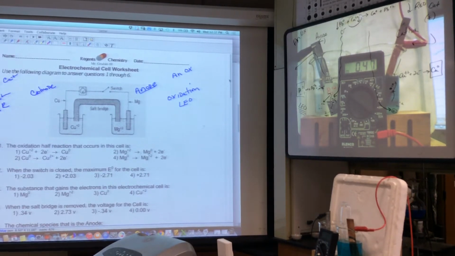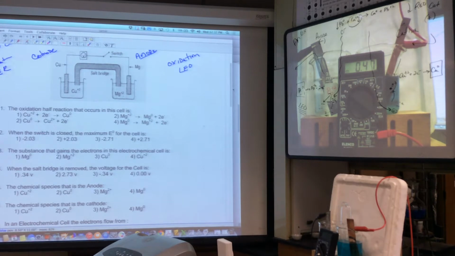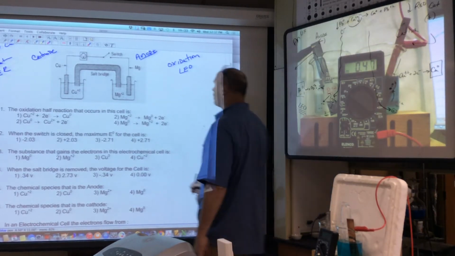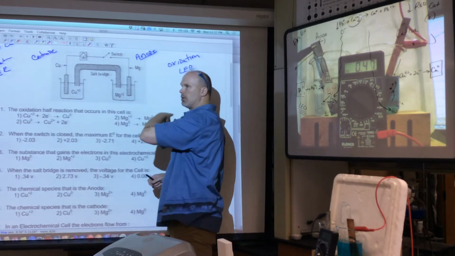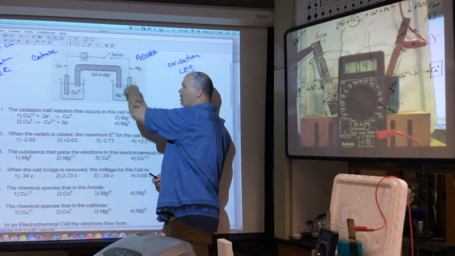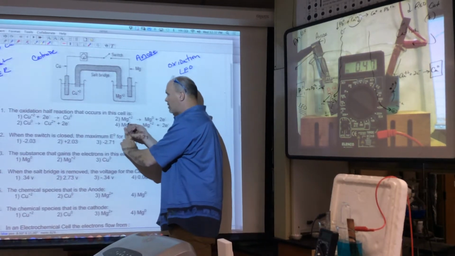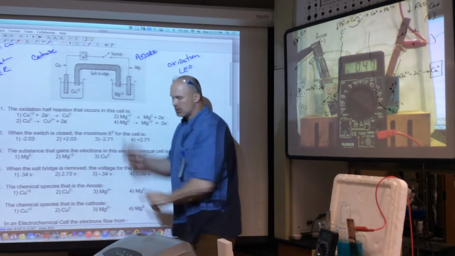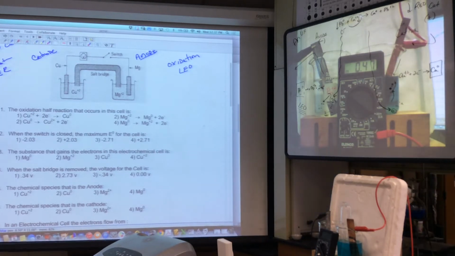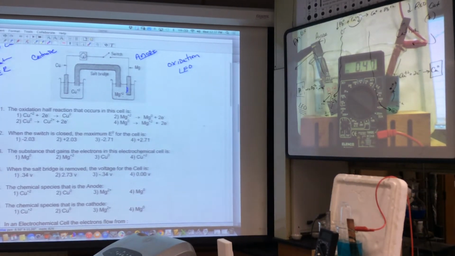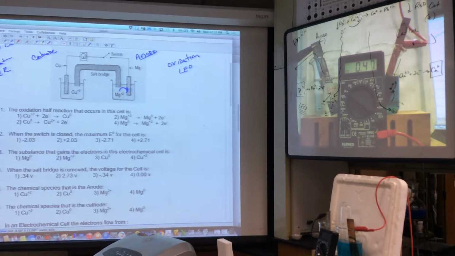Well, let's look at the questions now. Number one, the oxidation half reaction that occurs in this cell is what? Well, if this is my anode, then oxidation occurs here. So it will be 4. Mg0, which is solid, becomes, and draw the arrows so you see it, party people, the solid Mg gets smaller. A piece of it goes missing as it makes Mg plus 2, and then it produces what?